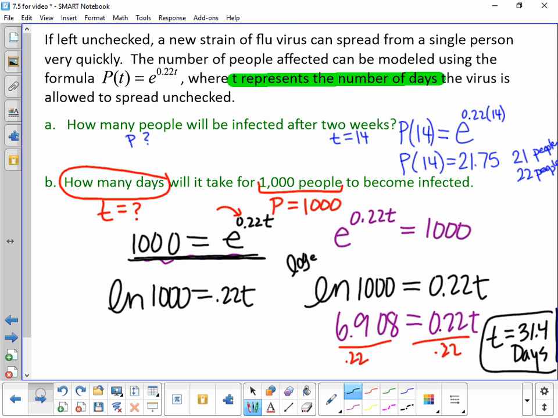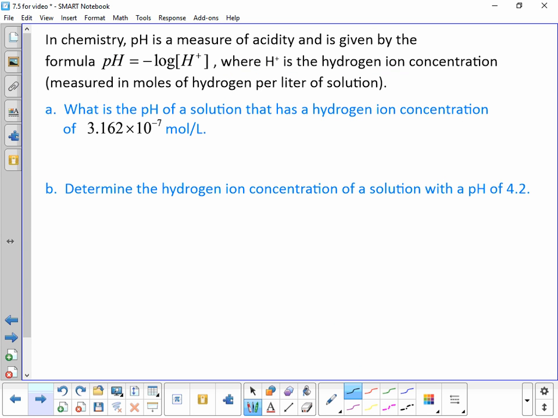Okay, one last problem. It is in context again. This time we have a logarithmic equation to deal with. So we have in chemistry, pH is a measure of acidity of solutions, and is given by the formula the pH is equal to the negative log of H plus, which H plus is the hydrogen ion concentration. So part A says, what is the pH? So we're trying to find pH. What is the pH of a solution if it has a hydrogen ion concentration of 3.16 times 10 to the negative 7th moles per liter?